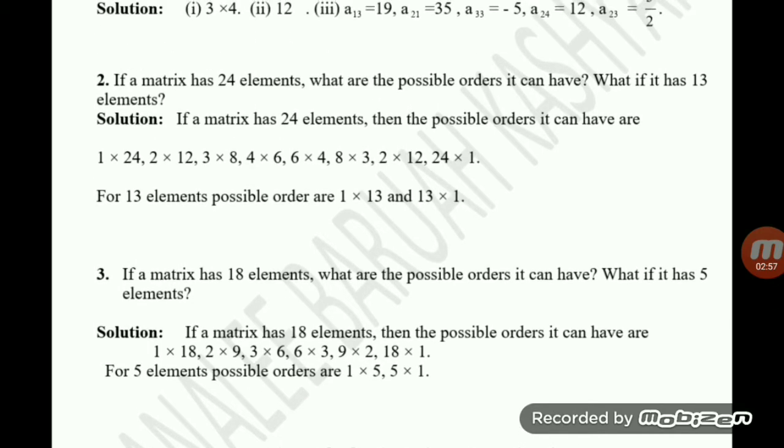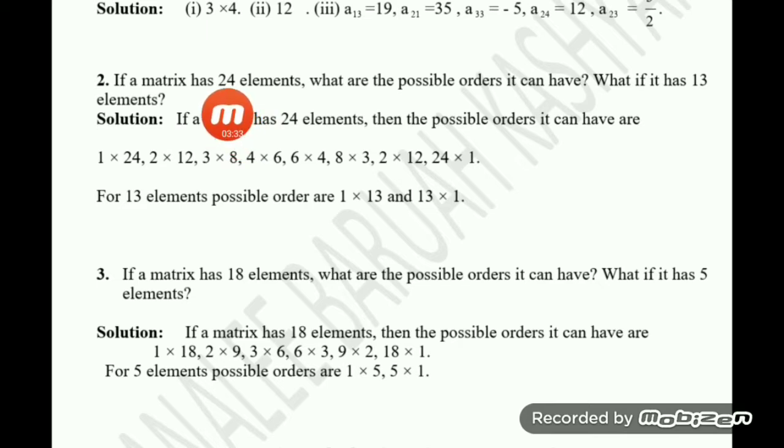Your question is, a matrix has 24 elements. What are the possible orders it can have? What if it has 13 elements? So here 24 elements are present. It is asked in your question what are the possible orders it can have. So for order, you just see what the factors of 24 are. 1 is a factor of every number. So 24 can be written as 1 into 24.